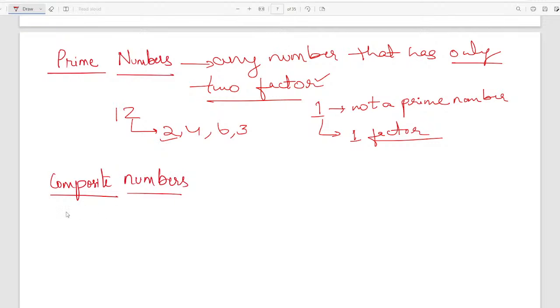What are composite numbers? Composite numbers are those numbers that are formed using prime numbers. If they are formed using prime numbers, then they are composite numbers. For example, 12, 10, these are all composite numbers. So we'll write the prime numbers less than 100. You have to memorize this. I mean, if you memorize, it's good.